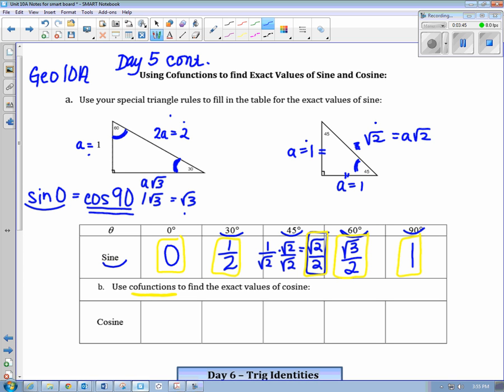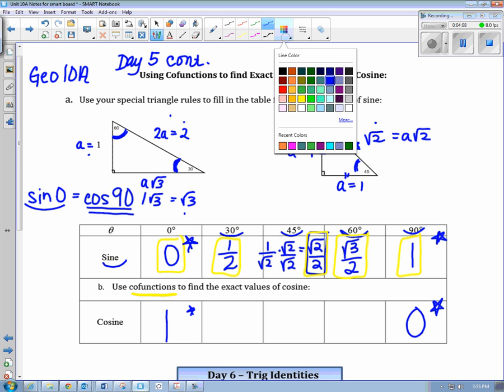So this 0 that's here also has to end up over here. So in other words, this one has to match this one. Using that same premise then, that means that the sine of 90 has to equal the cosine of 0. So those two have to match as well. I'm using the cofunctions and the complementary angles here.